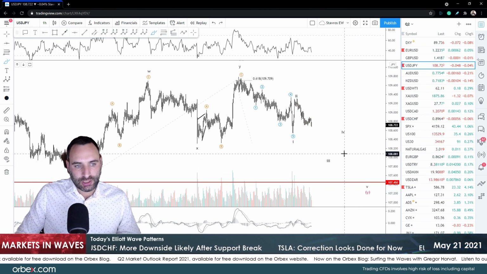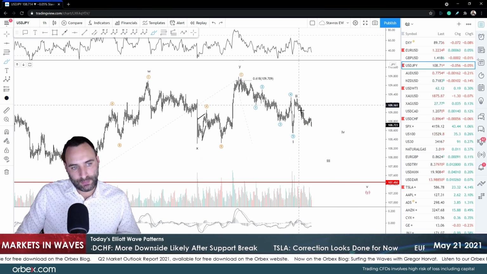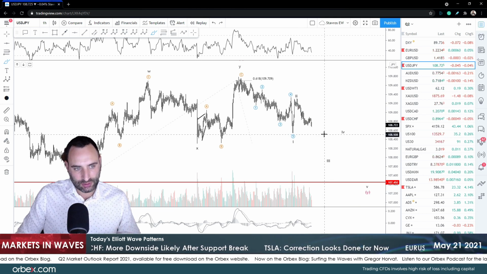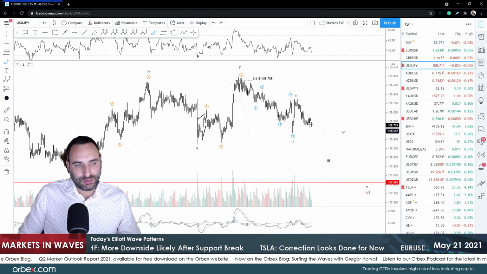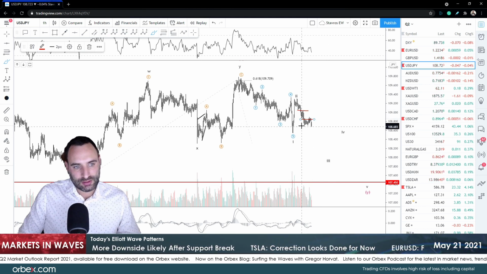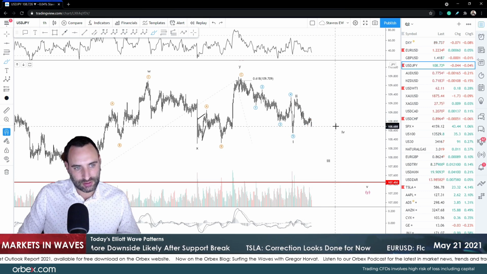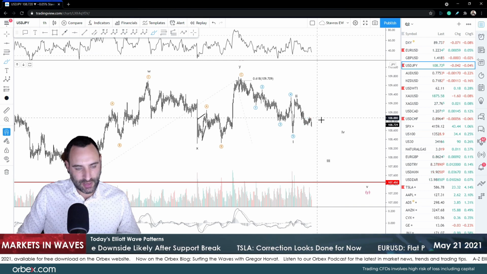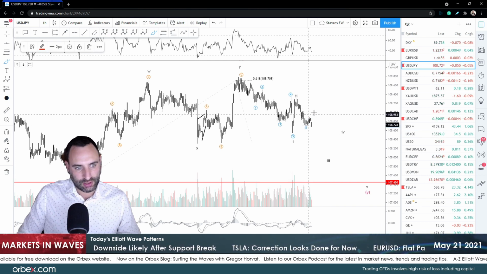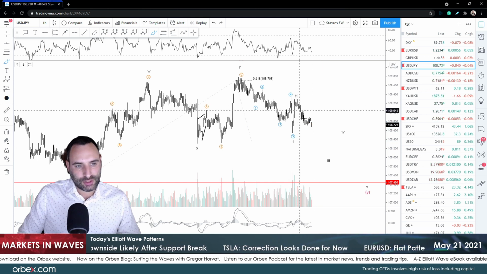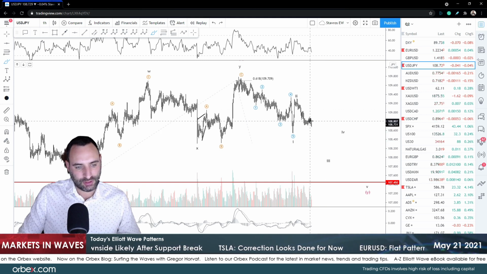The only thing that makes me give it a higher probability than the second count I'm going to show you now is purely because, for now at least, this remains impulsive. There is no overlap between 1 and 4. This overlap over here is expected because this is a correction. That's the wave 2, and then we'll go down for wave 3. So pay really close attention to how price develops from here.